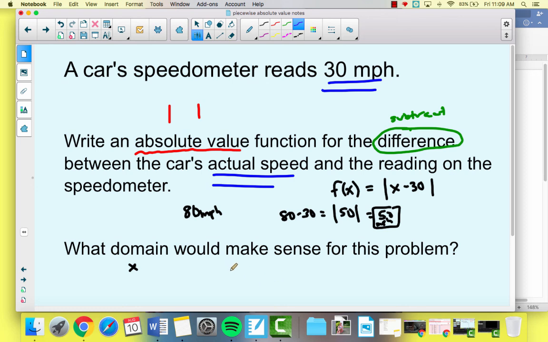So in this, you'd want to have that your domain are all the x's that are greater than or equal to 0. And it can be equal to 0 because you could be completely stopped. That's a potential speed. So anything larger or equal to 0 would work for this, and that would be a potential realistic goal.